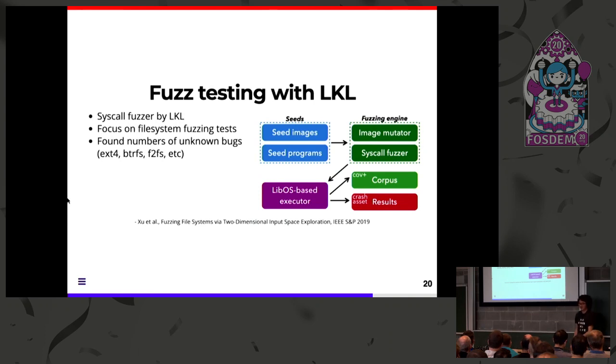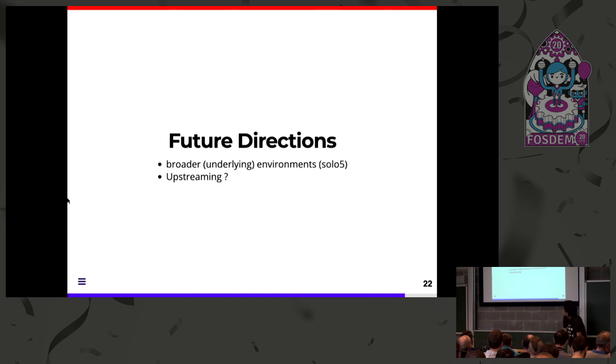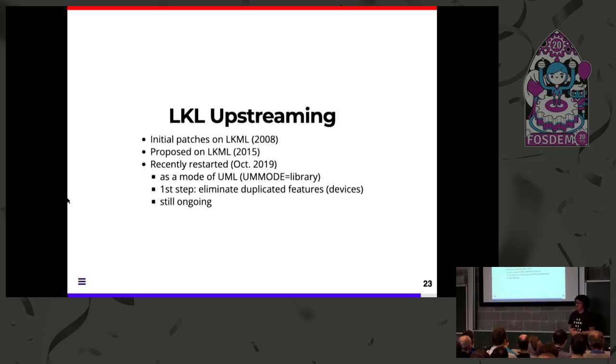There are also some folks using LKL to test file system implementations with their own implemented fuzzing. I have not been involved in this project, so if you are interested, you can look at their paper, which is listed in the slides. There is another implementation using network simulation, but I'm running out of time, so I'll skip this one. We also try to expand the underlying layer facility in order to integrate other implementations, like Solo5. We have also started upstreaming this code into the Linux mainline. We actually tried to upstream several times in the past, but now we have a suggestion from the maintainer that we should work together with User Mode Linux. So we are trying to integrate this code into the User Mode Linux implementation as a different execution mode with the library.